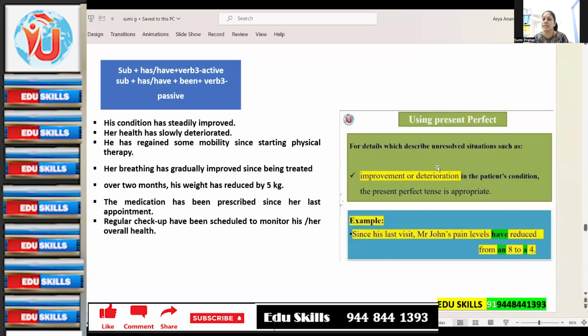The example is given here. Since his last visit, Mr. John's pain levels have reduced from an 8 to a 4. Okay, this article is also important. I think Sabari Lakshmi already discussed with you all where to write these articles, right? So we have to be careful when we are writing this one. Tenses are important. Articles are very important. Okay, everything.